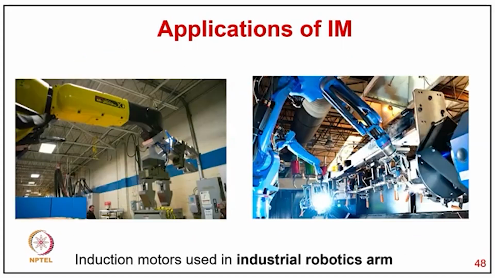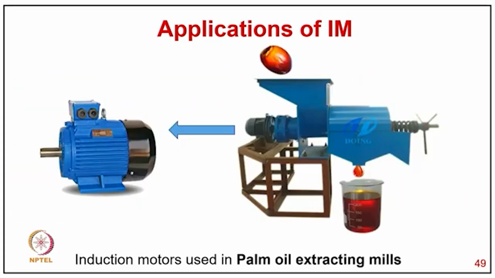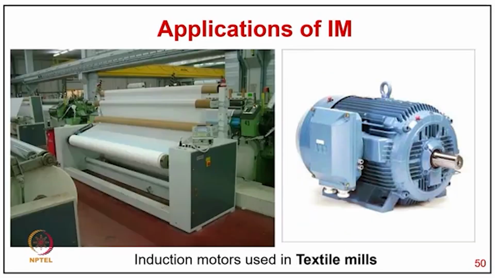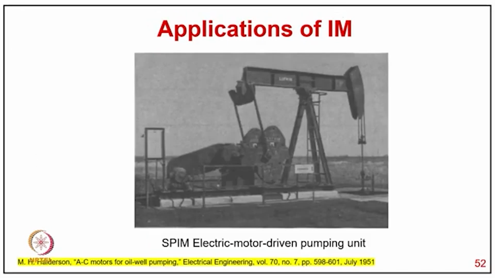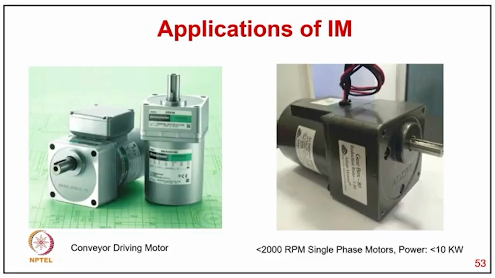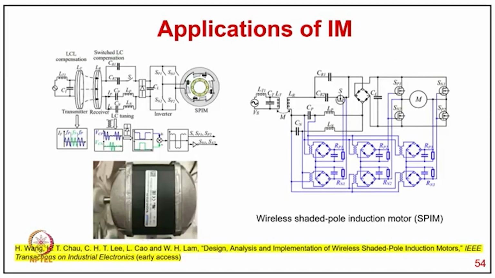Then an induction motor used in a drilling machine, in an industrial robot arm, in palm oil extracting mills, and in a textile mill. And an induction motor for the sewing machine spooler motor, and an induction motor used in an electric motor driven pumping unit. Then the conveyor driving motor. A single phase induction motor is used for less than typically 10 kilowatt for this conveyor kind of motor. And of course, these are applications for a rated shaded pole motor, as you can see how the control is there for that.